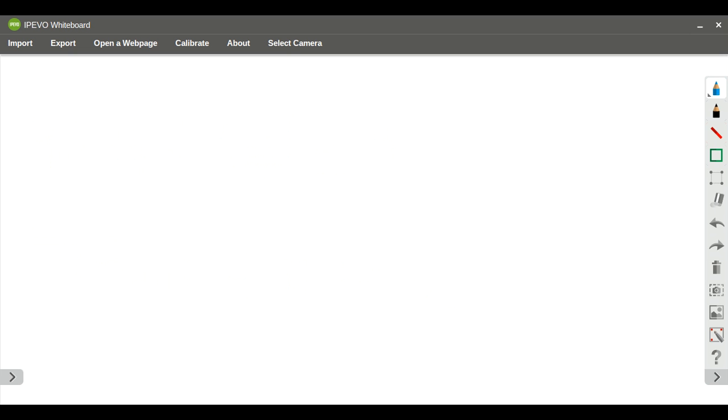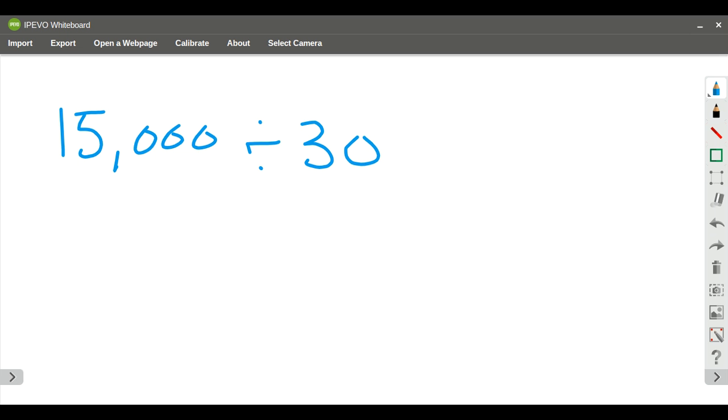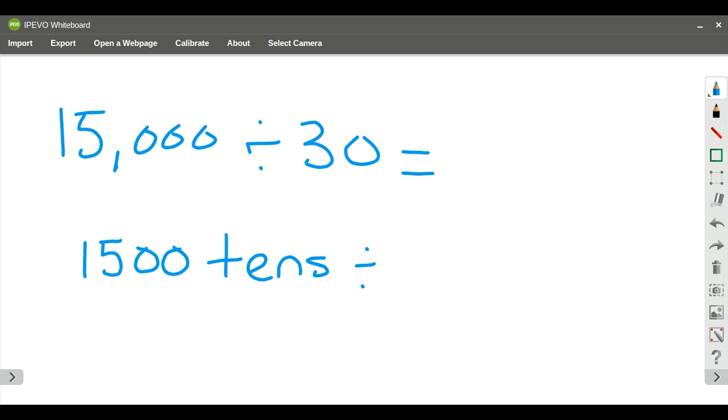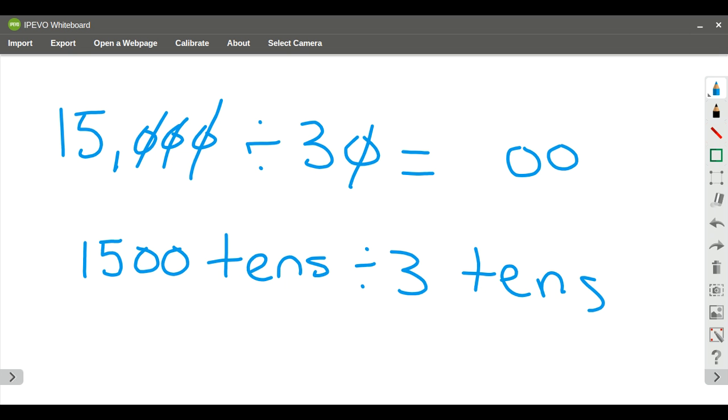The next problem that we're going to look at is 15,000 divided by 30. And again, if I write that in terms of tens, if I go to my tens place value, it's going to be 1,500 tens divided by 3 tens. So again, I took off those zeros. That 0 went, that 0 went, and I'm left with these 2 zeros, so I can put those over there on the quotient. Now, really, I'm left with 15 divided by 3, which is going to be 500.